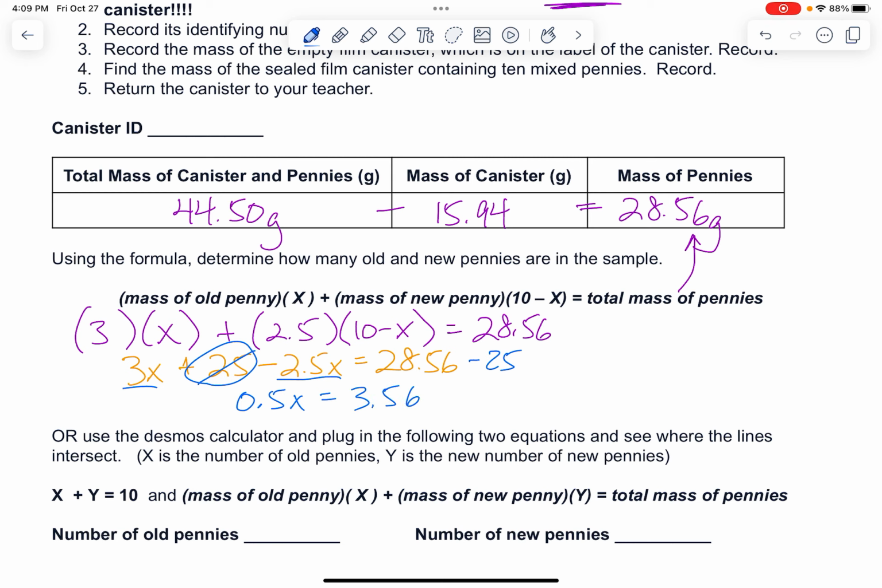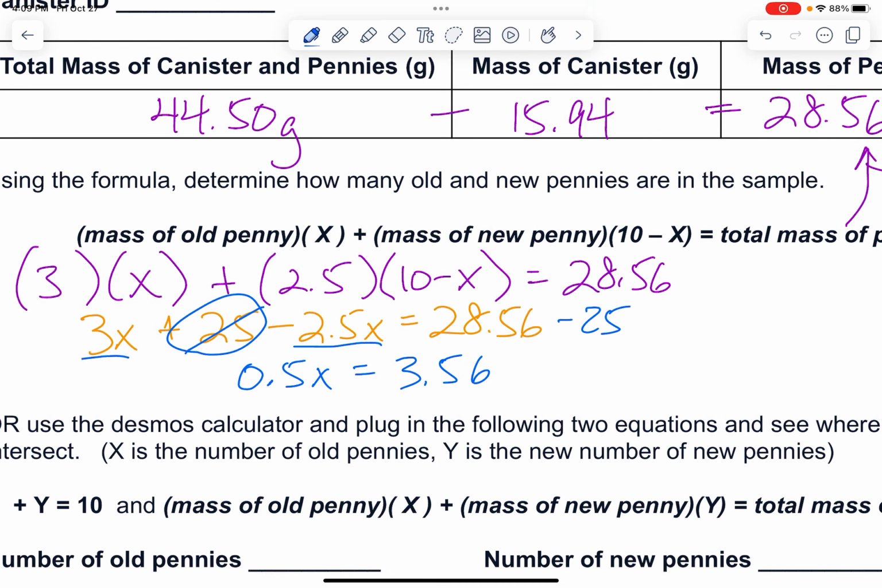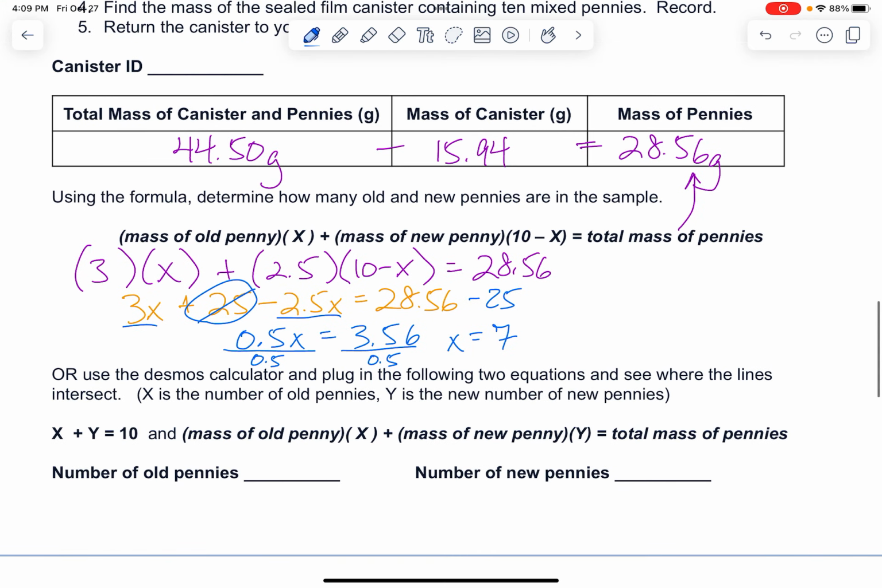And then we're going to divide by 0.5 on each side to get x by itself. And so then x is going to equal roughly 7. And so what that means is that we have 7 old pennies. All right. We have 7 old pennies, and then that means we must have 3 new, since we know that we have 10 pennies total.